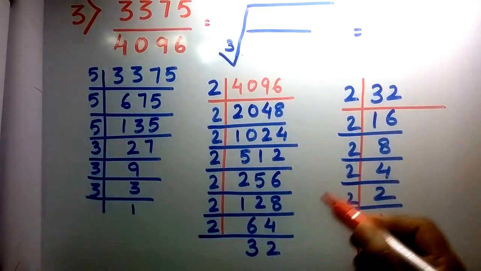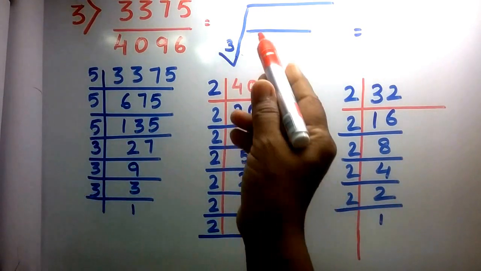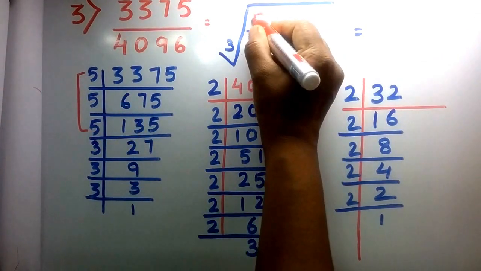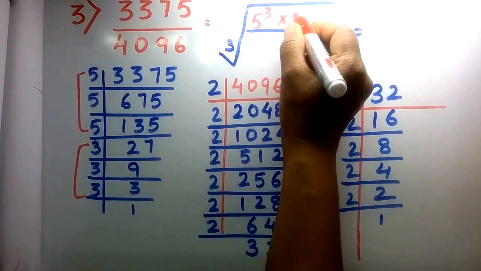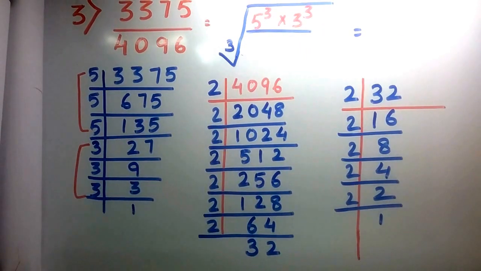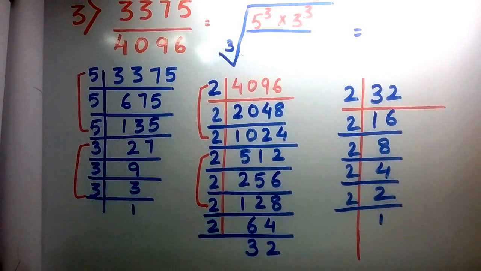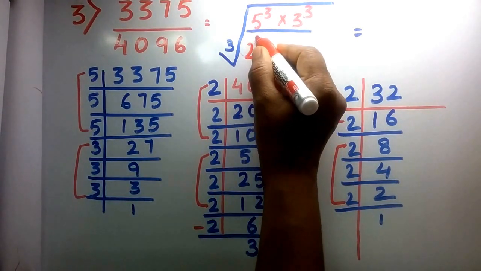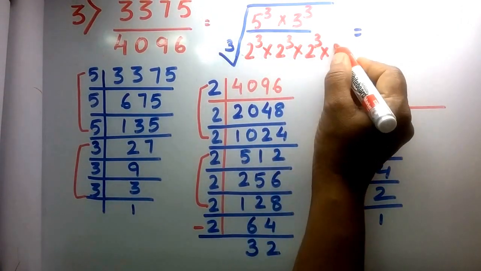As you see, all these numbers were divisible by 2, and you have 4 sets of 2 cubes. Okay, so we are going to write them in place. First, write down here, 3 fives, that is, 5 cube will come here. Next, you have 1 set of 3, so you write 3 cube here. Now for 2, you have the first set of 2, the second set of 2, here 1, 2, 3, the third set, and this is the fourth set of 2. So you can write down 2 cube into 2 cube into 2 cube into 2 cube.